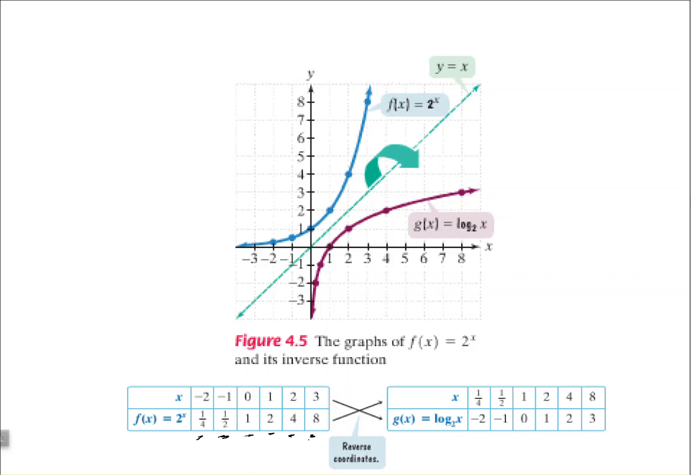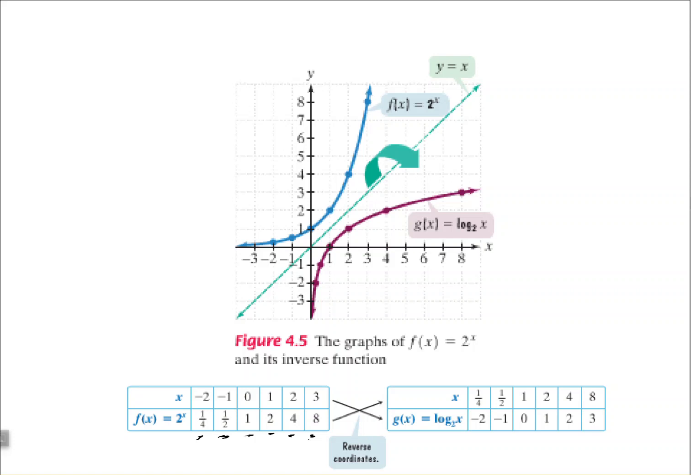Now you can see that this logarithmic graph here in red has a vertical asymptote instead of a horizontal asymptote. And the vertical asymptote is the line of the y-axis, or x equals 0. So the vertical asymptote here of log base 2 of x with no translations is simply x equals 0.